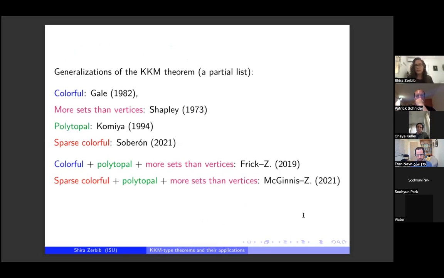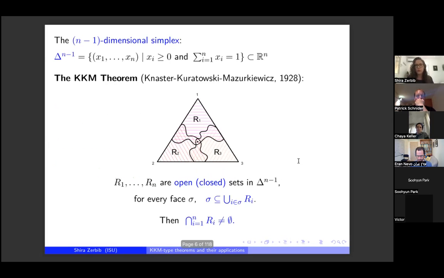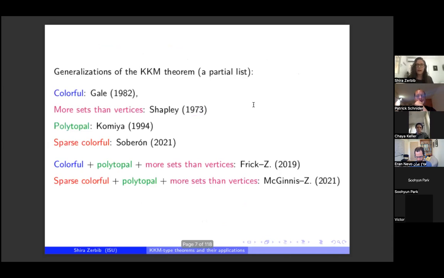Okay, so this theorem was proved by Knaster, Kuratowski and Mazurkiewicz in 1928. It is reminiscent of Sperner's lemma, if you are familiar with it, and it is very close to the Brouwer fixed point theorem. All of these results are very easily proved one from another. But since then, it has had a lot of generalizations and a lot of applications. So here is a partial list of generalizations.